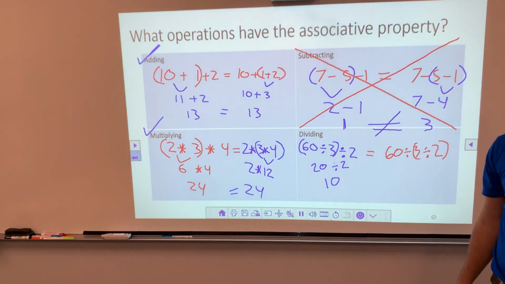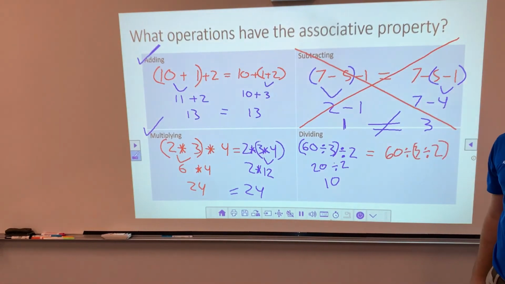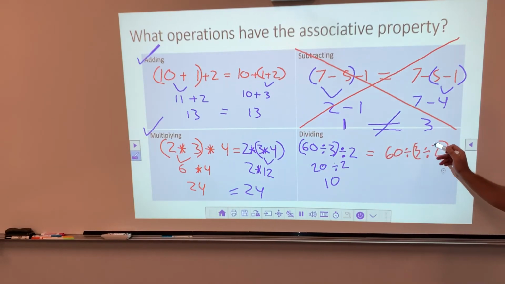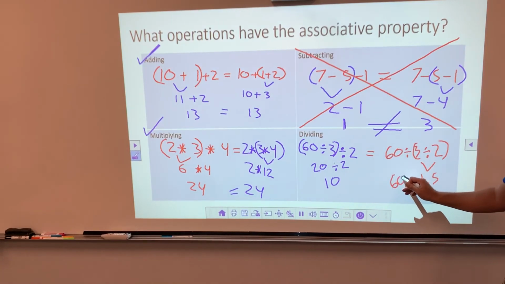Over here on the red side, if dividing has the associative property, I should get the same answer. Let's check it out. 3 divided by 2, because they're in the parentheses, they're friends, which means that they want to hang out together. So let's see what we end up with. 3 divided by 2 gives us 1.5. Then I have to bring down this 60, which I didn't use up before.